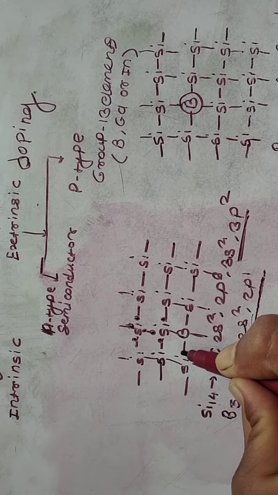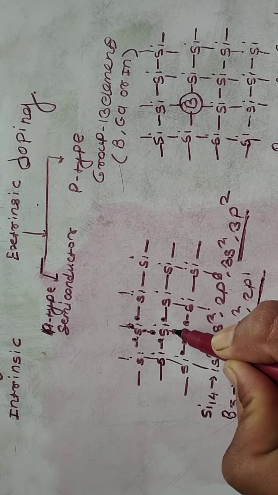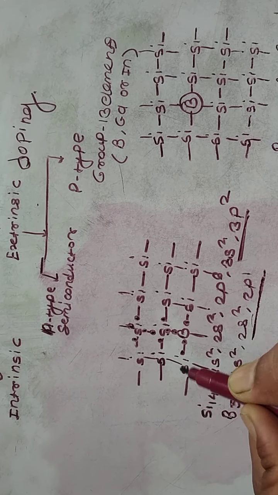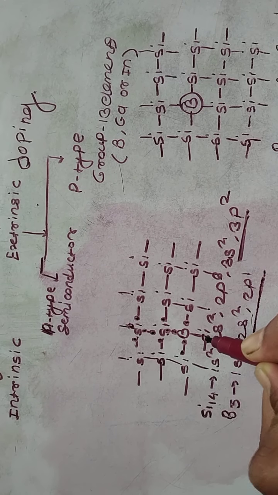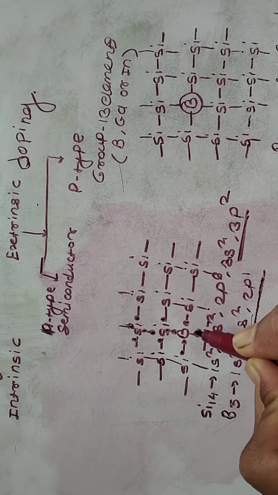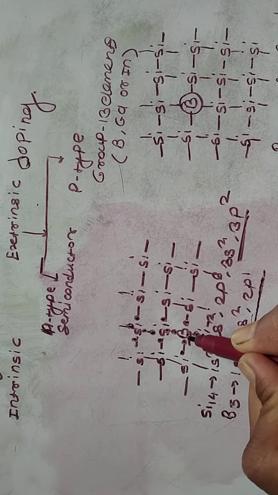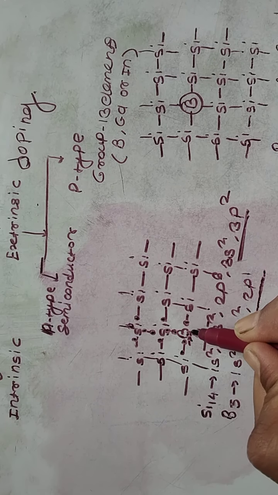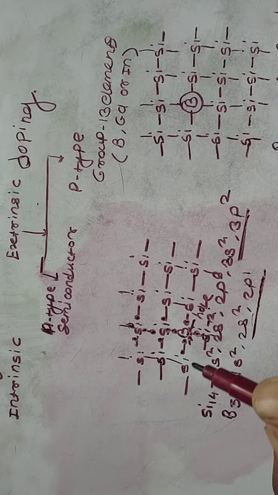That means it's 1, 2 and 3, and each silicon has 4 electrons. That's why here one more electron is needed from the silicon atom, but here there is no electron. This space is vacant. Here no electron. This is your hole. It is called a hole.